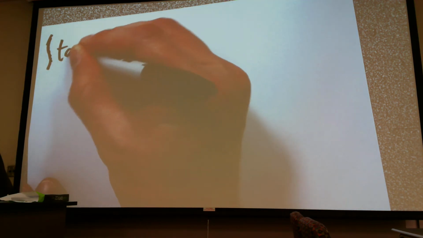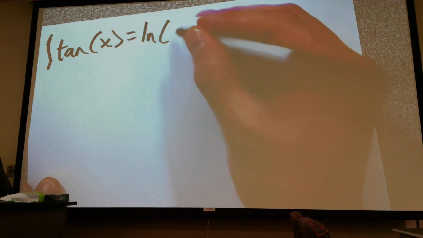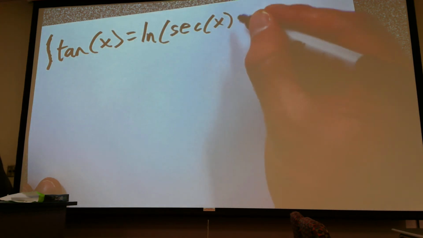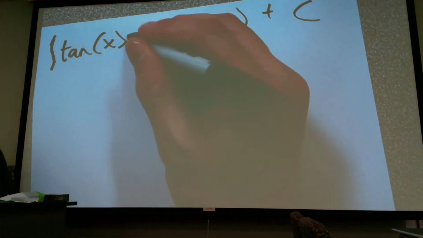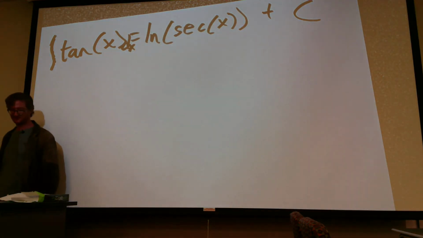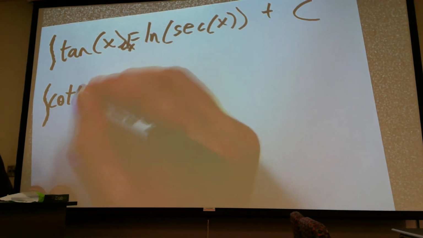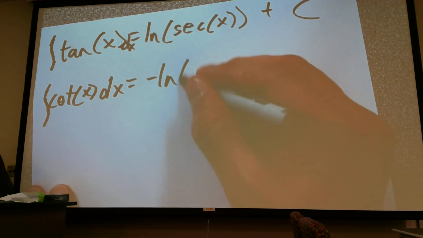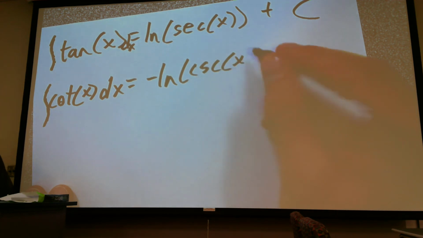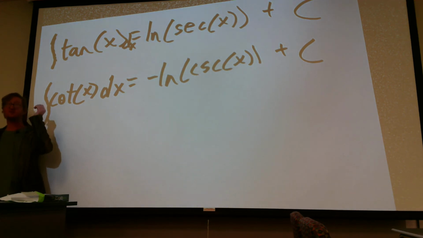Okay? So the integral of tangent of x with respect to x is going to be the natural log of secant of x plus c. Sorry. All right. So if we talk about the integral now of cotangent of x with respect to x, this is the negative natural log of cosecant of x plus c. Okay, so you always get that extra minus sign.